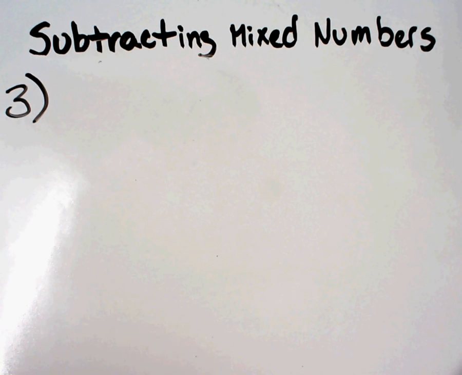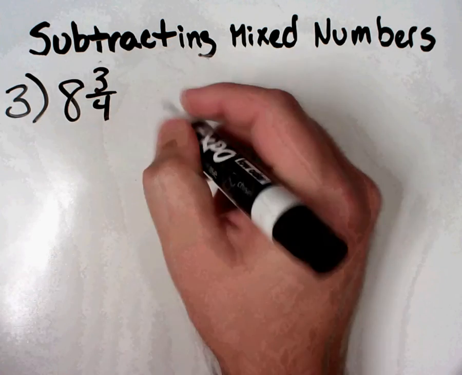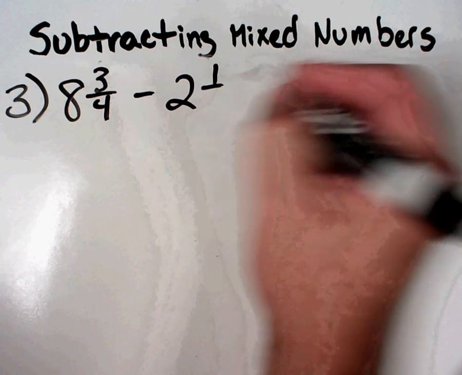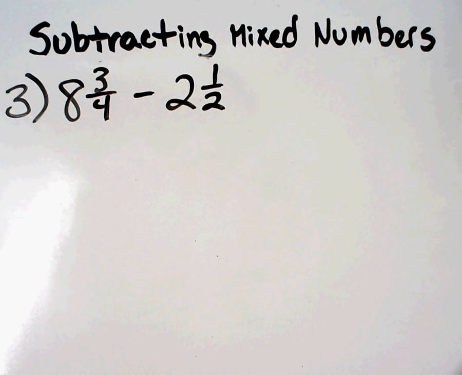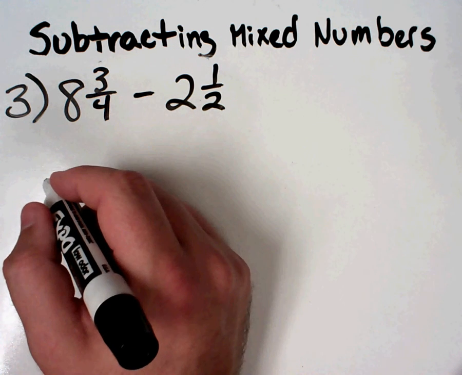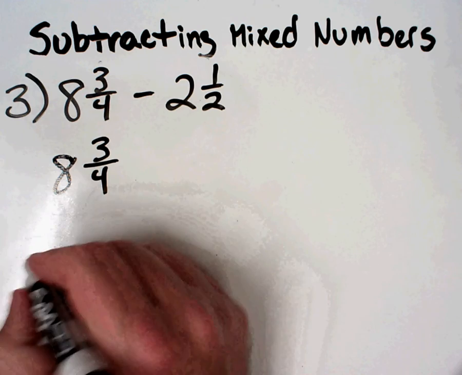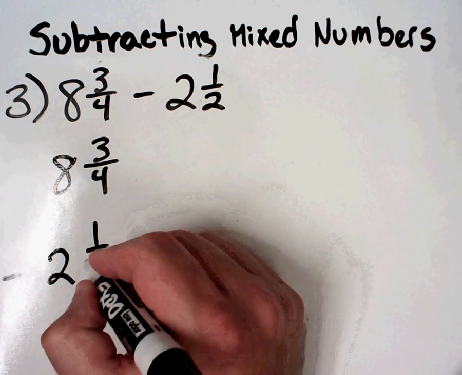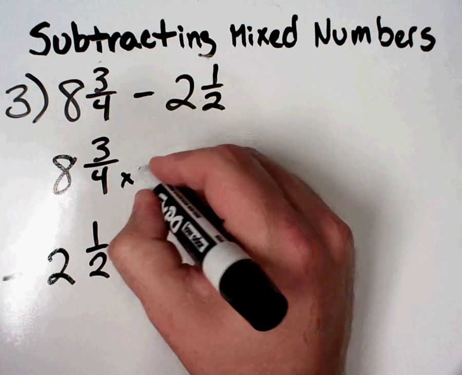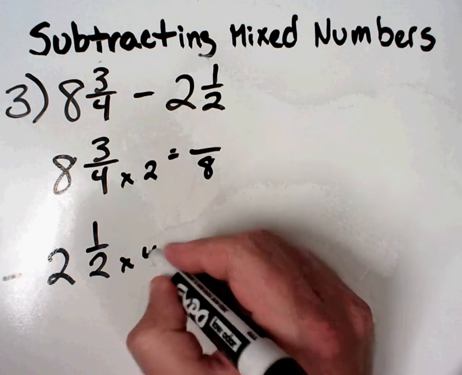So number 3 is going to be 8 3/4 minus 2 1/2. So again, I could use a 4 as the common denominator if I wanted to, but I want to stay consistent with our process. So I'm going to go ahead and multiply my denominators again. So I'm going to multiply my 4 by 2 and my 2 by 4. So my common denominator is going to end up being 8.